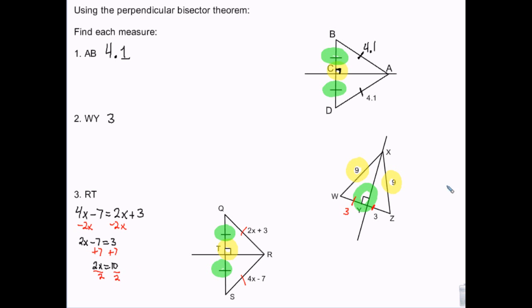Dividing by 2 tells me that x is equal to 5, but I'm not trying to find x. Sorry, I'm not trying to find RT at all. I'm trying to find RS. So to find RS, I know that x is 5, so I plug that in. So I get 20 minus 7, so it's 13. So RS is 13. But I had to find x first.